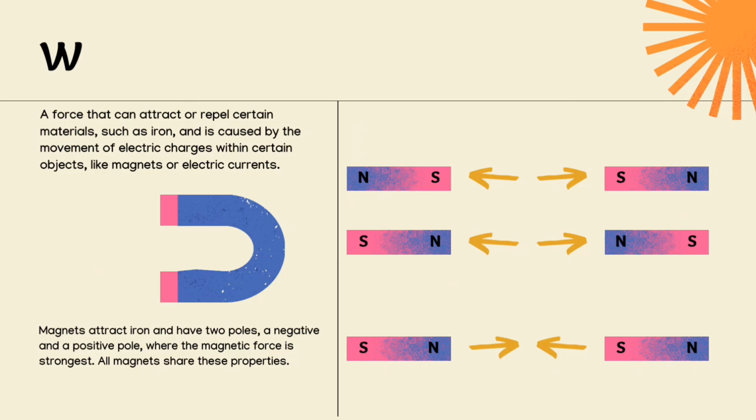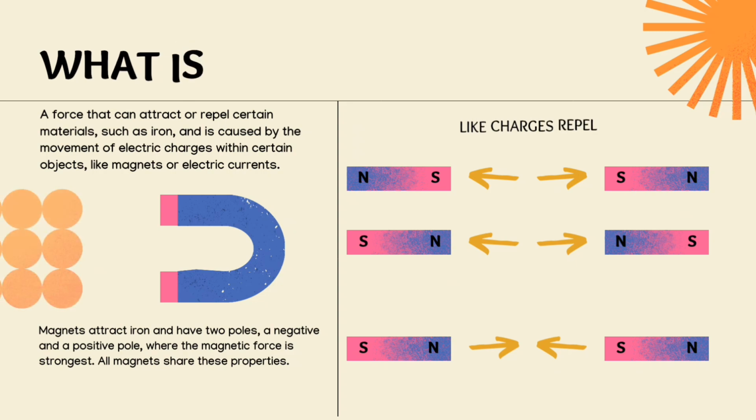Now we would learn what is magnetism, a force that can attract or repel certain materials such as iron and is caused by the movement of electric charges within certain objects like magnets or electric currents. Magnets attract iron and have two poles, a north and a south pole, where the magnetic force is the strongest. All magnets share these properties. Like poles repel each other and unlike poles attract each other.